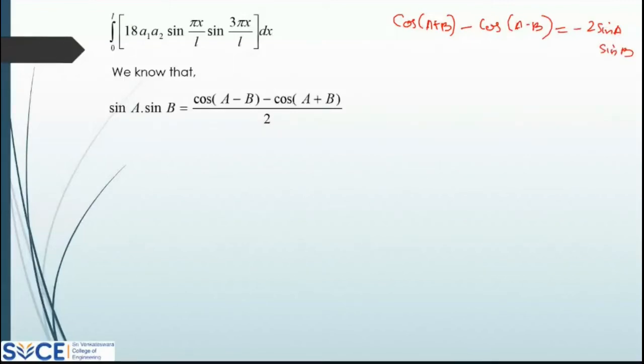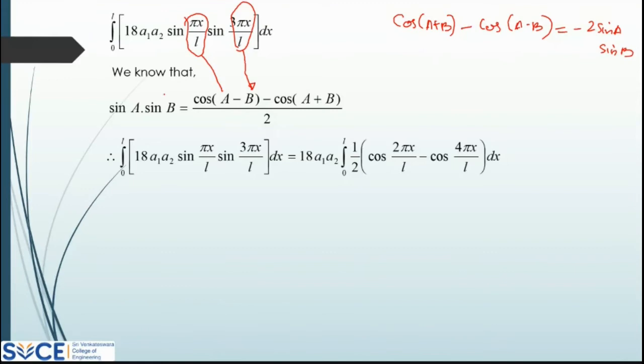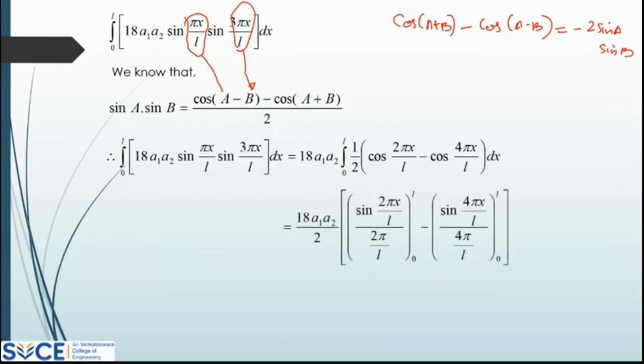What is my A? A is pi x by L. And what is my B? This is my B. So I am going to substitute it accordingly. You can also change it, considering either as A or B, whatever it is. You substitute accordingly and you get another equation, and this equation you integrate.